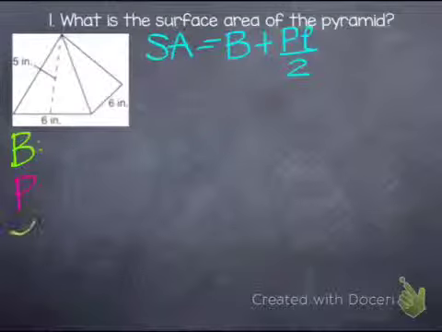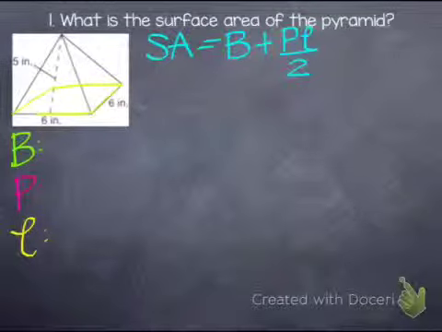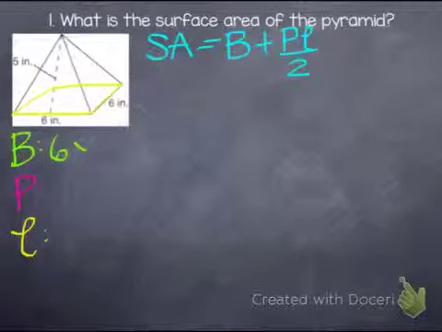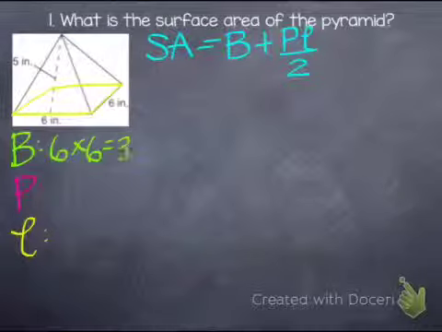So the way that we practiced in class was I had you figure out the base area, capital B, so that would be in this example 6 by 6. Oops, let me write that in green. 6 times 6, which gives us 36.